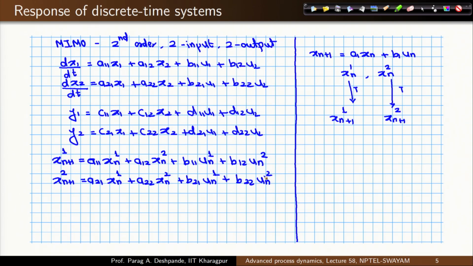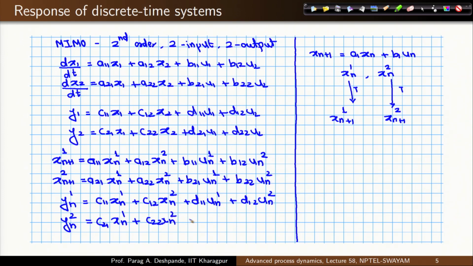The corresponding form for the output equations would be simple. y 1 n for the first variable would be c 1 1 x 1 n plus c 1 2 x 2 n plus d 1 1 u 1 n plus d 1 2 u 2 n, and finally, y 2 n for the second variable would be c 2 1 x 1 n plus c 2 2 x 2 n plus d 2 1 u 1 n plus d 2 2 u 2 n.